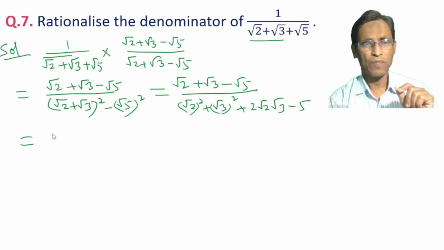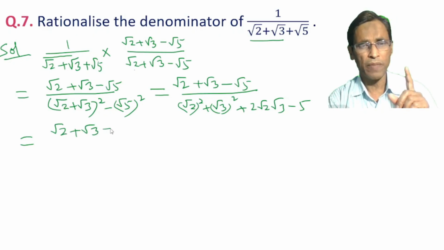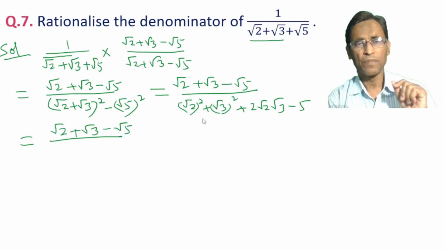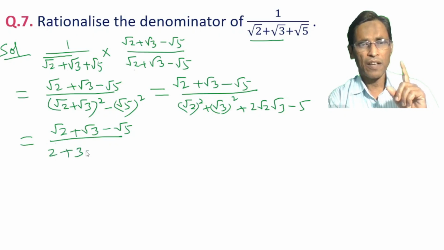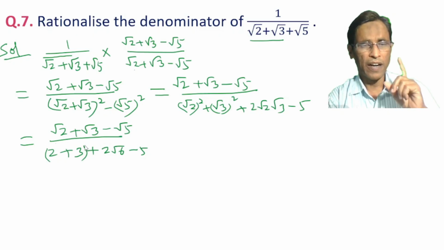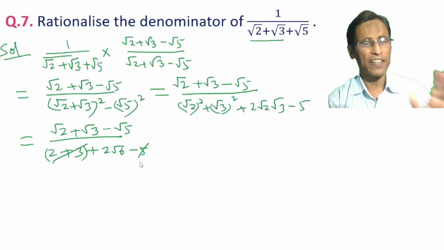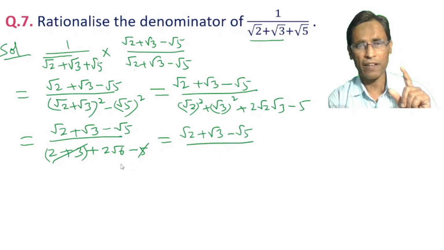In the next step, numerator will be the same, that is root 2 plus root 3 minus root 5 by root 2 square means 2 and root 3 square means 3 and plus 2 root 2 into root 3 means 2 root 6, and then it is minus 5. This 5 and this 5 can be cancelled, being equal and having the opposite sign.